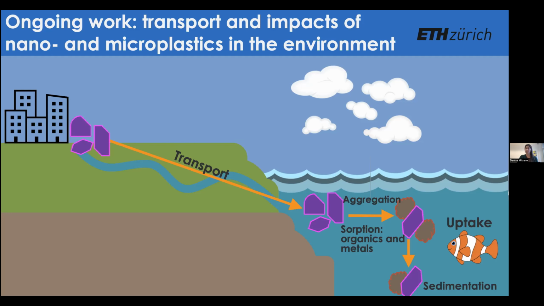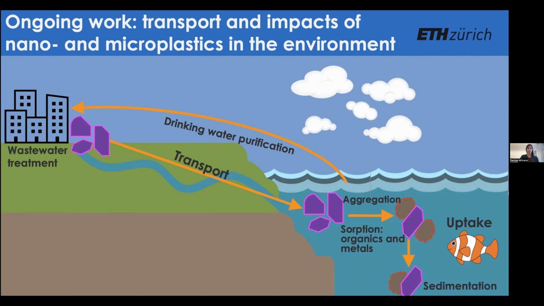Since we know that plastics are in our water sources, these water sources could also be used as drinking water. So we have also tested the suitability of current drinking water treatment chains for water purification to remove nanoplastics and microplastics. When we think about not just aquatic systems, but also terrestrial systems, these can also be impacted by microplastics.